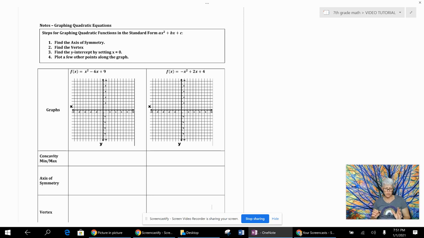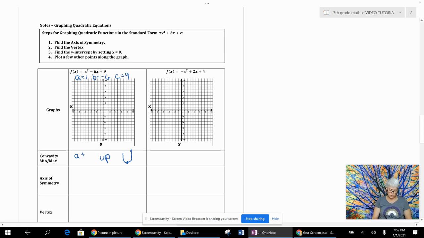So first, let's look at our equations. The very first equation says x squared minus 6x plus 9. I'm going to just go ahead and write that a here is 1, b is a negative 6, and c is 9. Okay, so now I want to say, is this going to be concave up or concave down? Well, if a is positive, then it's going to be up. So when we're done, it's going to look like this. So just keep that in mind. We want it to look like that when we're done.